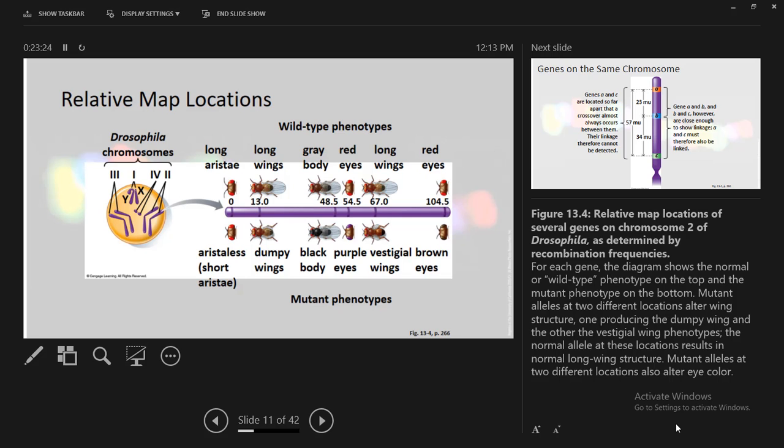So are all of these then on the same chromosome? Yeah, all of these are on the same chromosome.